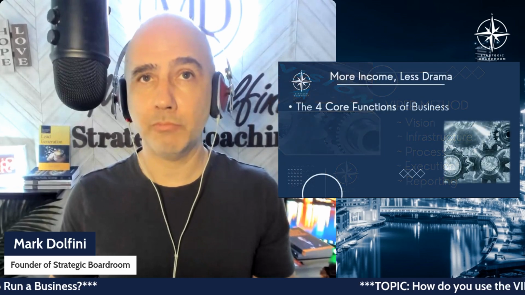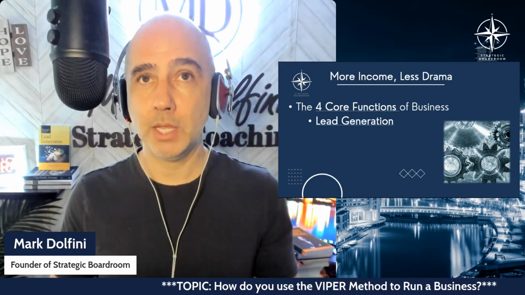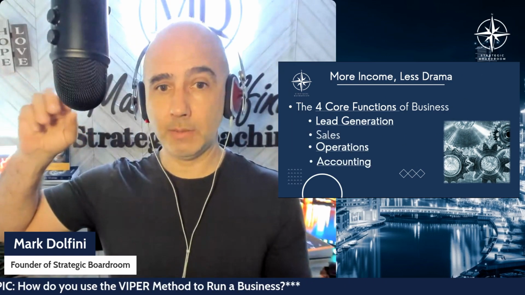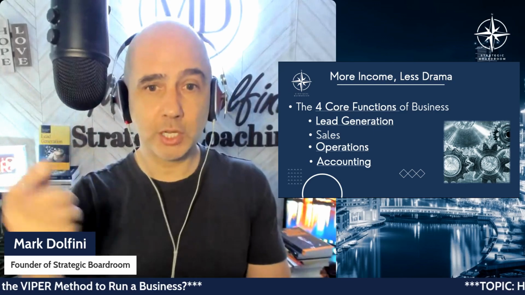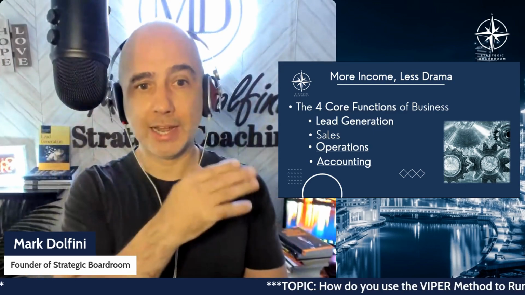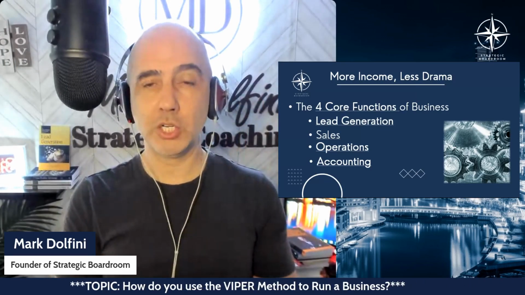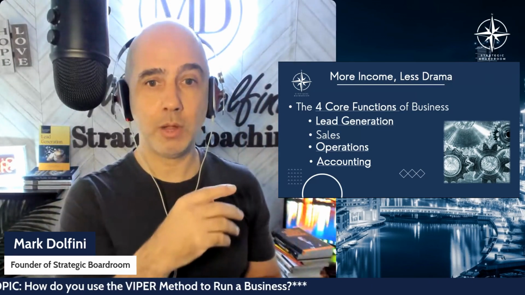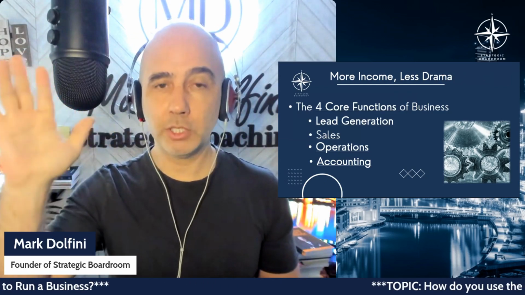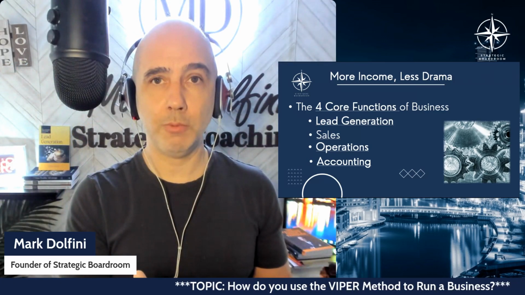Again, I've already revealed to you what the 4 core functions of business are. So let's just do those really quick one more time. They are lead generation, sales, operations, and accounting. And the Viper method reviews and looks at all of these 4 core functions. Pretty much, this is the customer's journey that happens in this order. So when your customer comes to you, they're coming to you initially because of lead generation. After the lead generation function, after they have raised their hand and said, hey, Mark, I'm really interested in what you have, now there's a sales function that opens up.